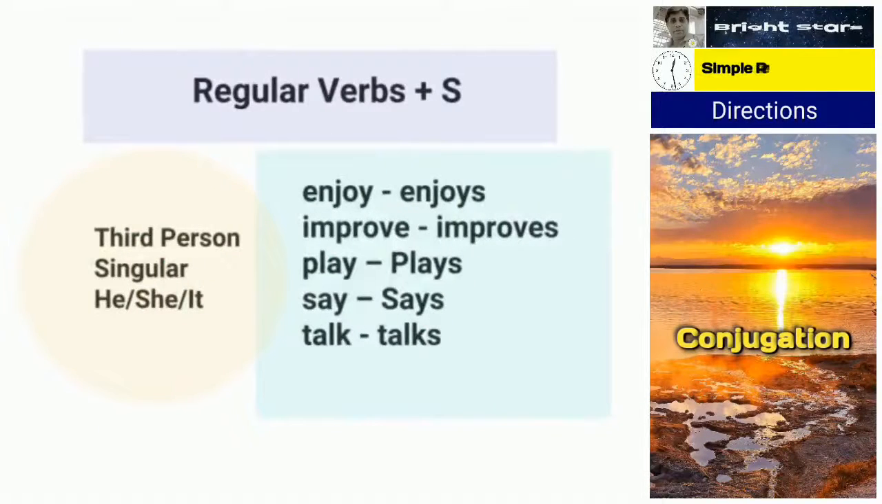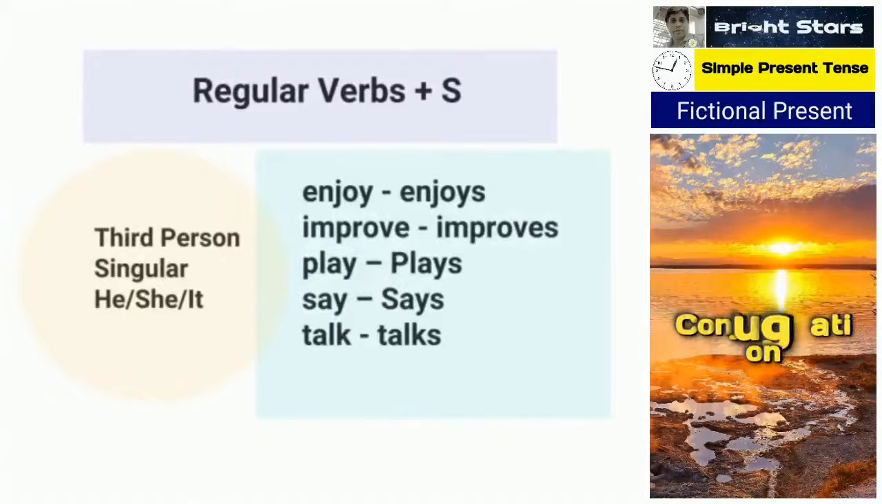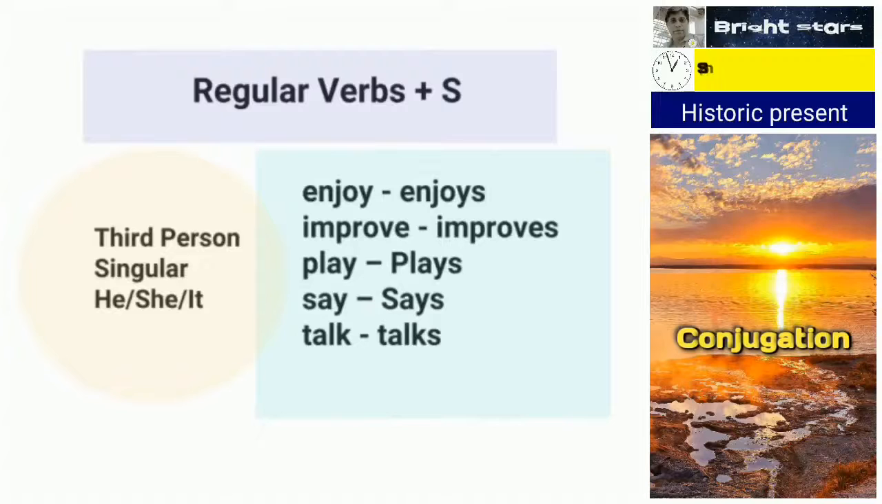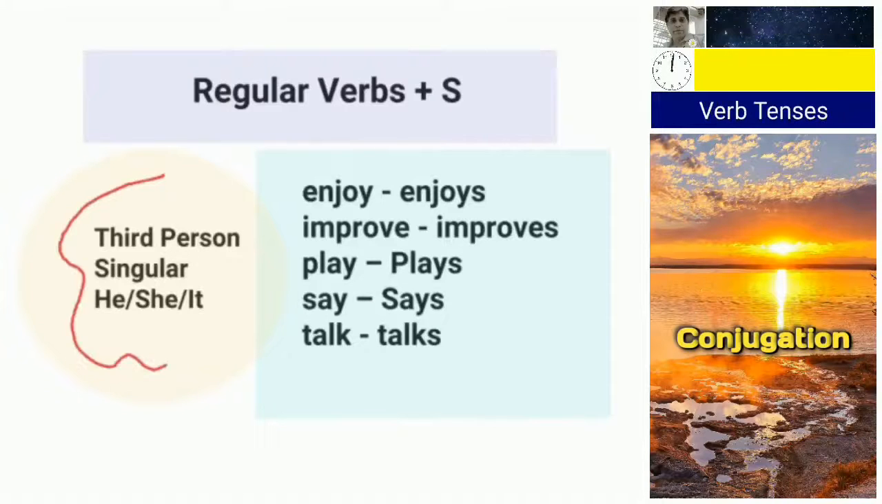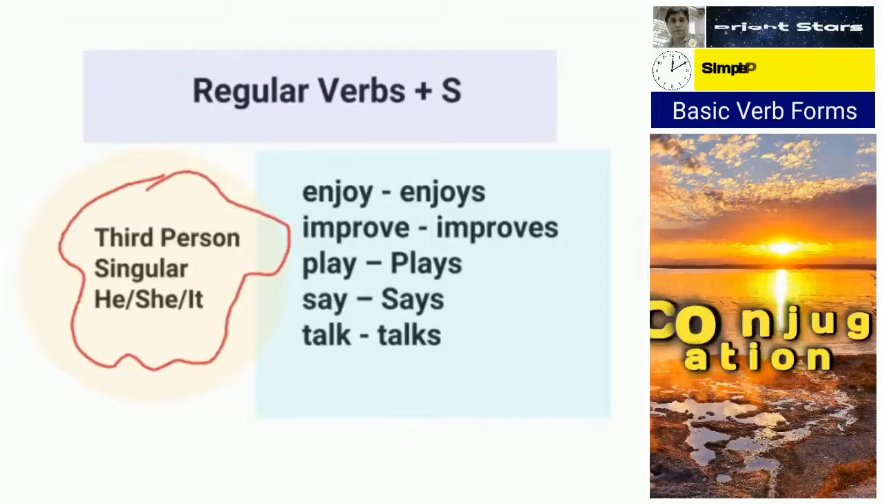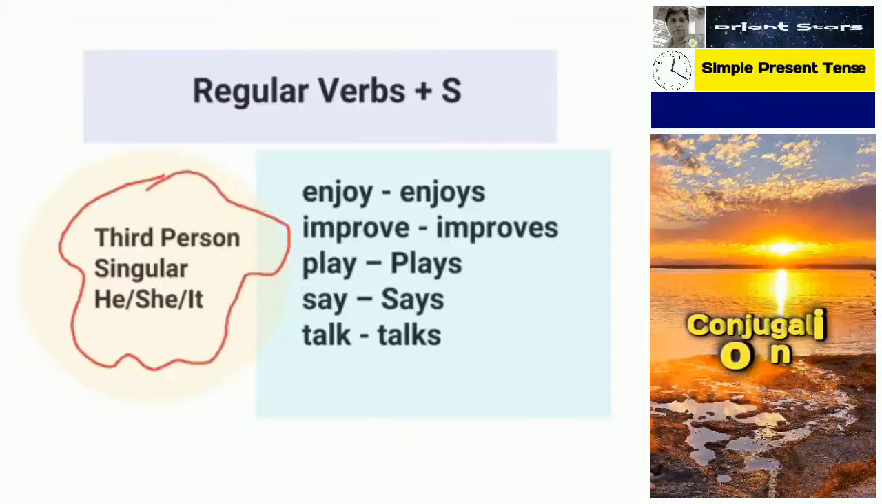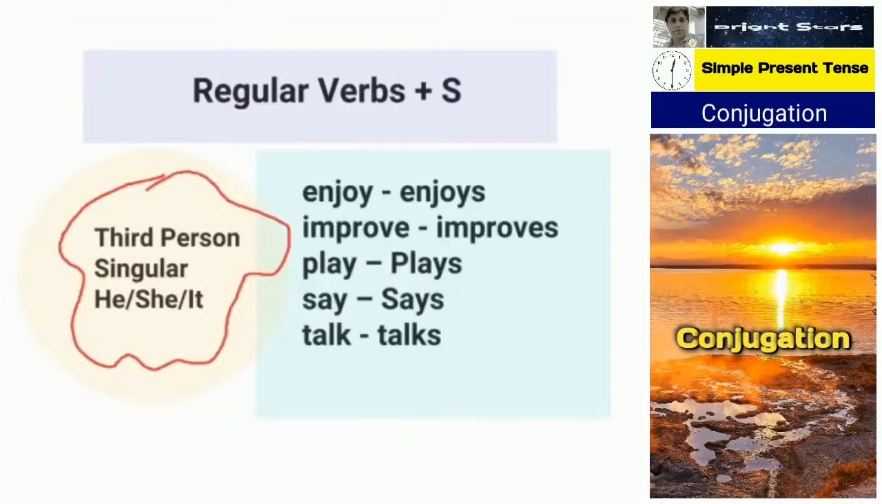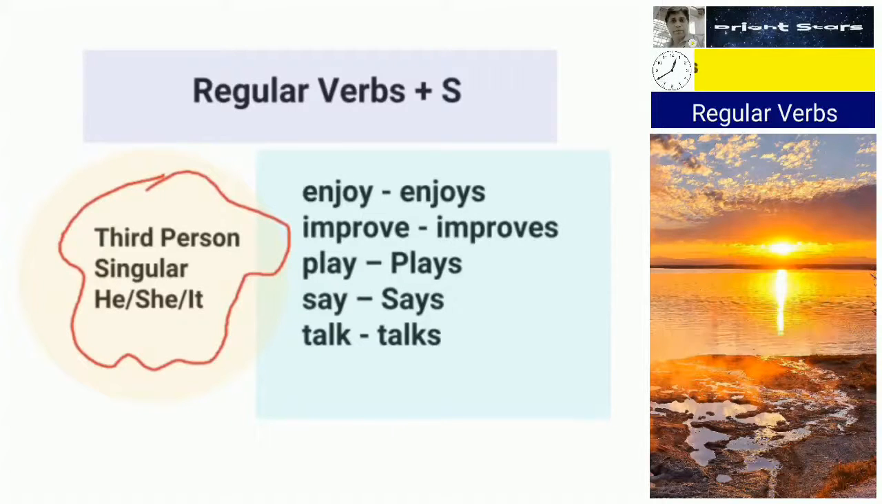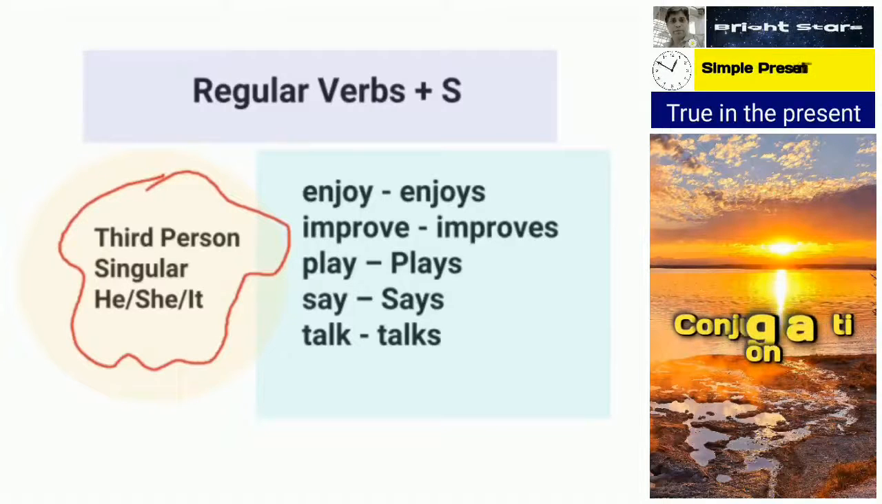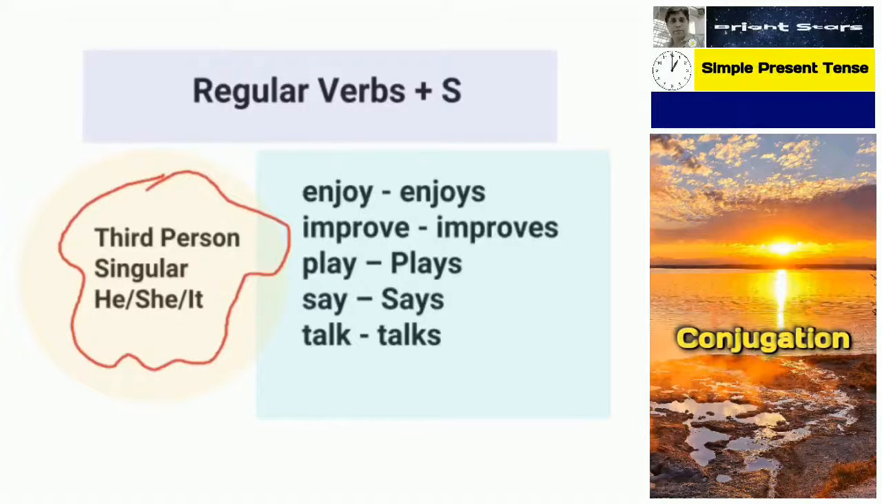So here, for regular verbs, we add s when the subject is third person singular. For third person singular only we do this, don't forget. Third person singular: enjoy becomes enjoys, improve becomes improves, play becomes plays, say becomes says, talk becomes talks. So this is the conjugation of the regular verb with s.